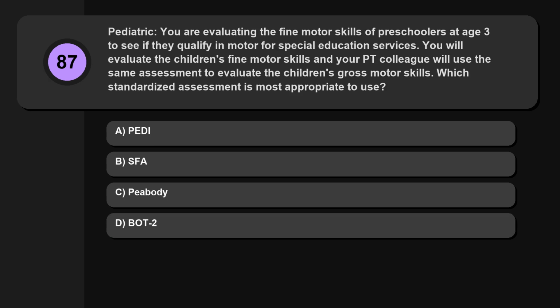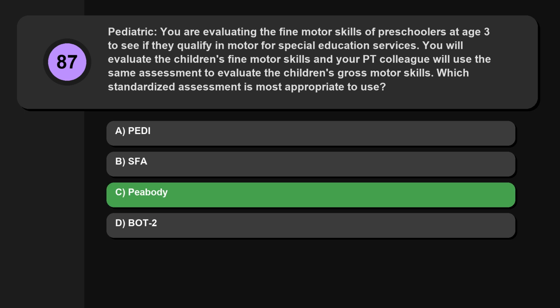Question 87. Pediatric. You are evaluating the fine motor skills of preschoolers at age 3 to see if they qualify in motor for special education services. You will evaluate the children's fine motor skills and your physical therapy colleague will use the same assessment to evaluate the children's gross motor skills. Which standardized assessment is most appropriate to use? Option A. PEDI. Option B. SFA. Option C. Peabody. Option D. BOT2. The correct answer is option C.